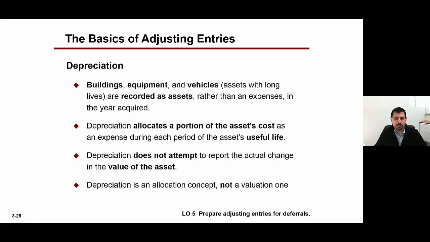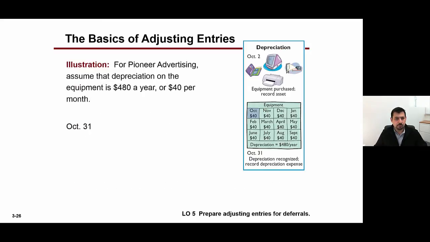Then they allocate a portion of this cost as an expense every year, or during every accounting period, basically for the expense recognition principle. This is why we need to make adjusting entries to recognize the cost that has been used. This is the expense during that year or that accounting period. For example, for Pioneer Advertising, assume that depreciation on the equipment is $480 a year or $40 per month.